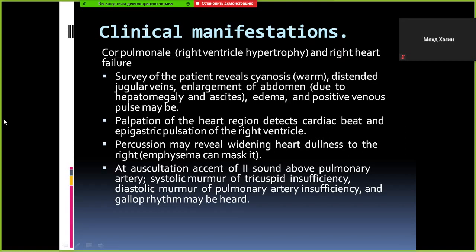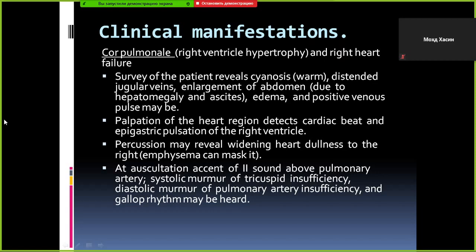Clinical manifestations of cor pulmonale are, first, cyanosis, distended jugular veins, enlargement of the abdomen due to hepatomegaly and ascites, edema, and positive venous pulse. So these are the symptoms of chronic right heart failure. Palpation of the heart region detects cardiac beat and pathological epigastric pulsation of the right ventricle.